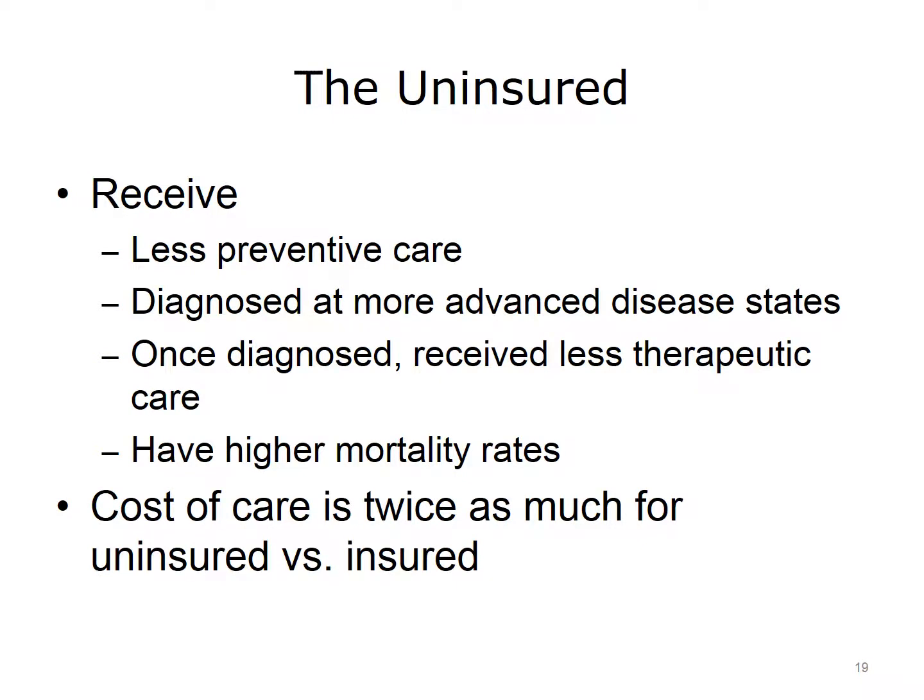In 2009, the number of uninsured rose to approximately 50 million people, or 1/6 of the population. In general, the uninsured receive less preventive care, are diagnosed at a more advanced disease state because of delay in seeking treatment, receive less therapeutic care due to high costs of treatment after being diagnosed with an illness or chronic disease, and have higher mortality rates. The cost for care at a more advanced disease state is twice as much for the uninsured compared to the insured individual with the same disease.